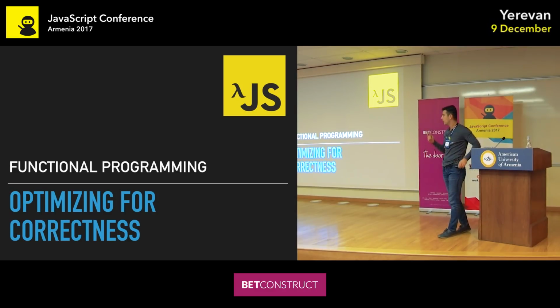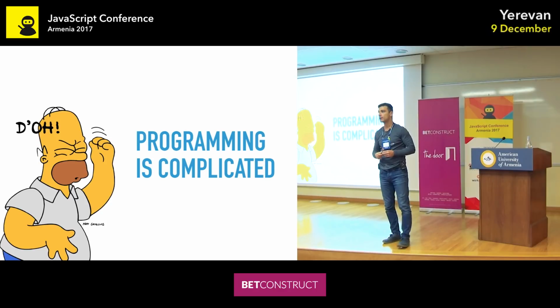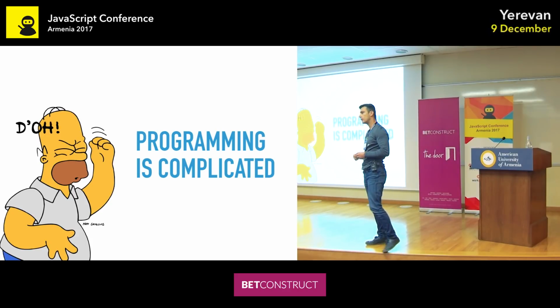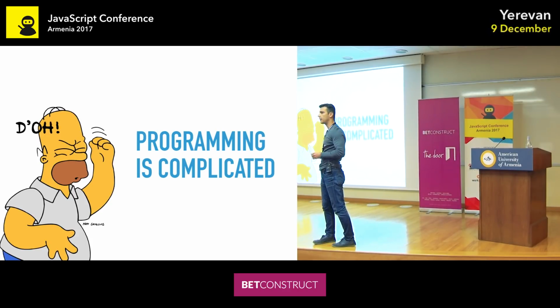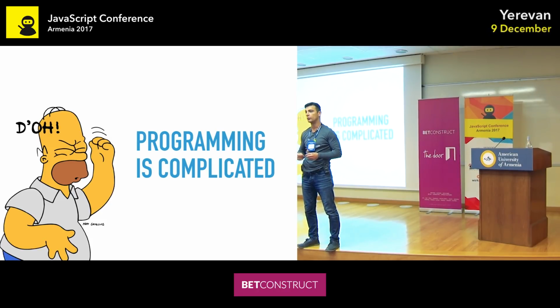I'm Rouben Meschian, and this talk is about optimizing for correctness. And what do I mean by this? So it turns out that programming is complicated. Don't know if you know that yet, but it is. Douglas Crockford says that programming is the most complicated thing that people do. The most complicated thing that people do.